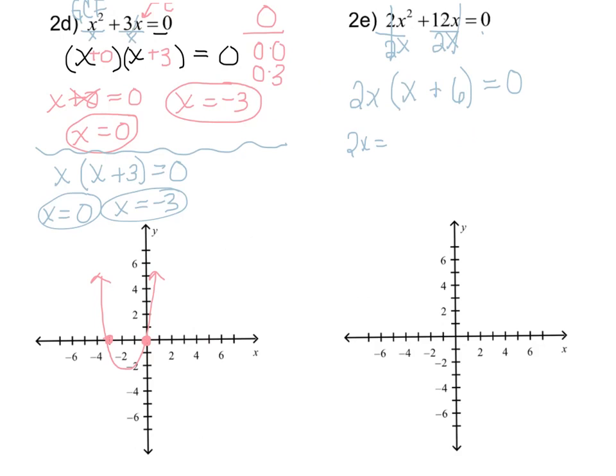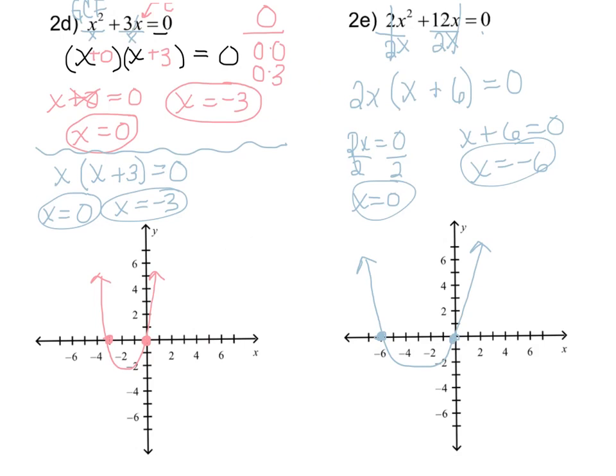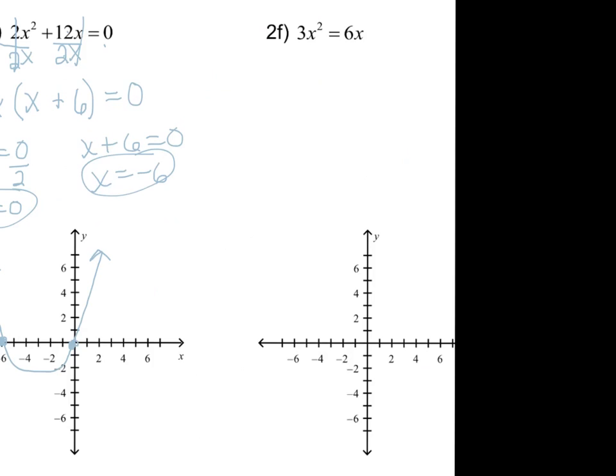When we set 2x equal to 0 and solve, we get 0 for one root. And when we set x plus 6 equal to 0, we get x equals negative 6. So there's the other 0. And there's the parabola. Either way you decide to do it is fine. You'll come up with the same answer either way. For 2f, make sure you get it set equal to 0 before you start.